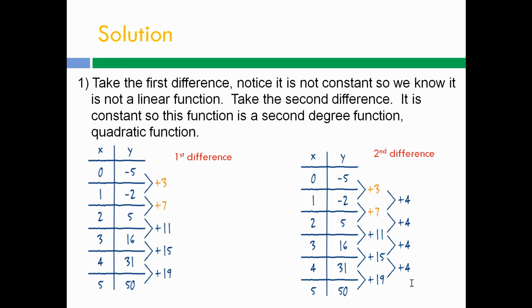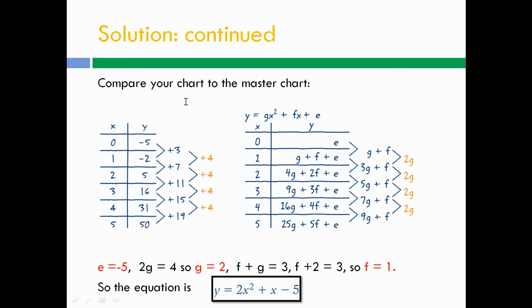So your next step is to compare your table with the master chart. You'll put your table here and compare it to the master chart. Let's do this. Start with the furthest point. 2g equals 4. That means g is 2. And this is the first value. G is 2. When x equals 0, y equals e. So that means e equals -5. So I have the second value.